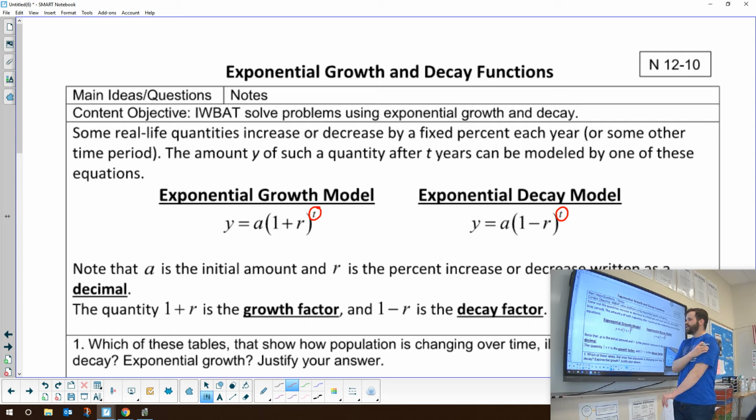But what we can do is we can break this down. There's two different types. There's exponential growth and there's exponential decay. Okay, and our time is just that t up in the right hand corner, that's our time, and it tells us how much we're growing by.